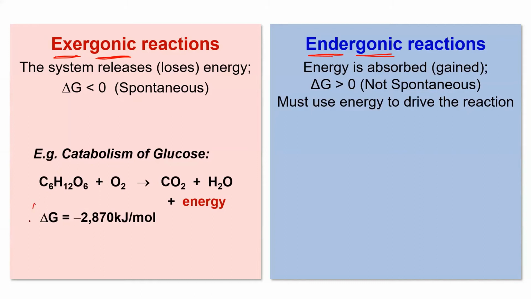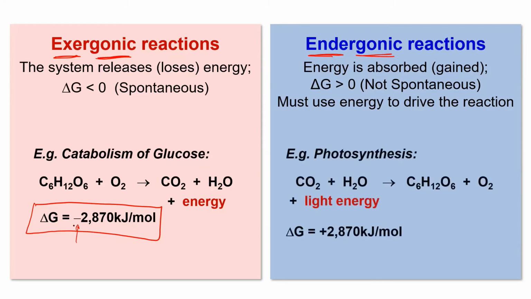And notice this has been measured. This can be measured experimentally, how much energy is released from the system. And notice it has a negative sign to that. On the flip side, we can also have endergonic reactions or anabolic reactions, and photosynthesis is a good example of this. And so notice this requires energy to proceed, in this case light energy because it's photosynthesis, and so our delta G has a positive value.